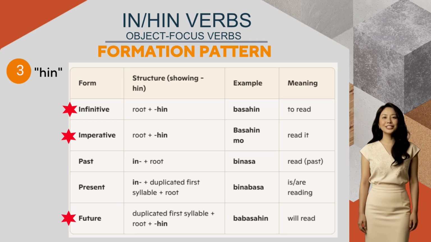Now take a look at this table. You see that HIN appears only in 3 forms: the infinitive and imperative forms and the future tense. These are the only forms where the HIN stays at the end of the verb for the root verbs that have no glottal stop. Now the past tense and the present tense always return to the IN pattern. So even if the infinitive and imperative form and the future tense use HIN, the past and present forms switch back to IN at the front.